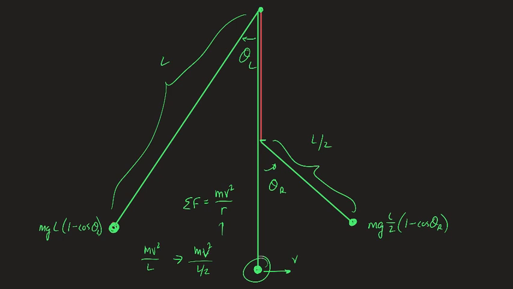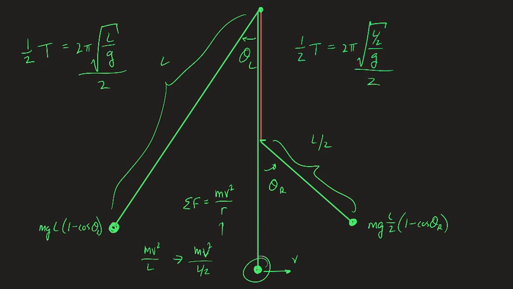Now, on this side, the period is 2 pi times the root of L over 2 divided by g. And on this side, the period is 2 pi times the root of L over g. But it only does half of this period and half of this period, because it does 1/2 on each side.